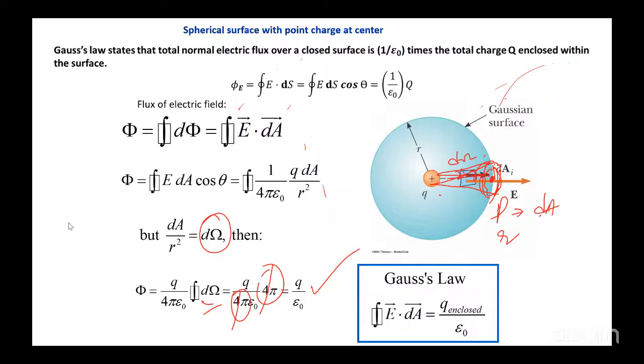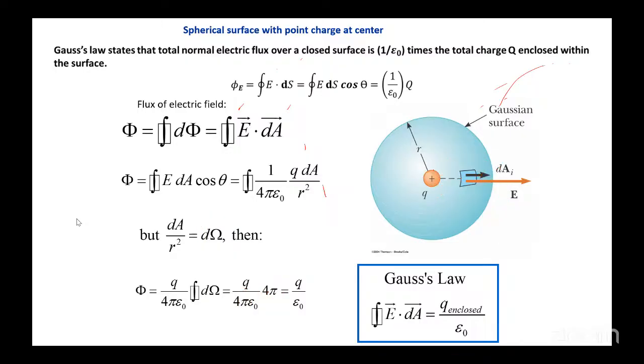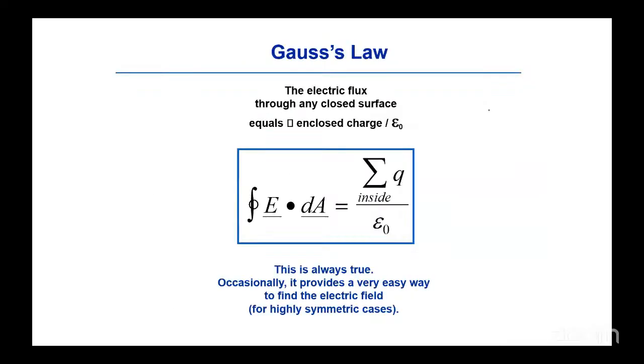So, most important: the electric flux through any closed surface is equal to charge by epsilon naught, the total charge enclosed within the surface. Charge means inside charge, not outside. Q by epsilon naught, so this is always true.